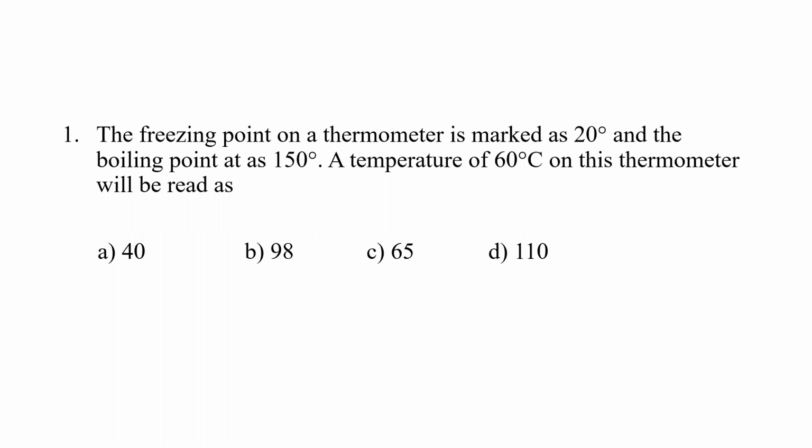The first question is: the freezing point on a thermometer is marked as 20 degrees Celsius and the boiling point as 150 degrees Celsius. A temperature of 60 degrees on this thermometer will read as? So what they have given: the freezing point is marked as 20 degrees and the boiling point at 150 degrees. A temperature of 60 degrees Celsius on this thermometer will read as what?